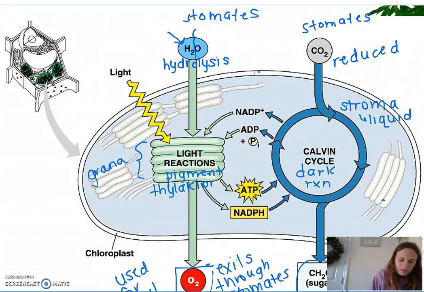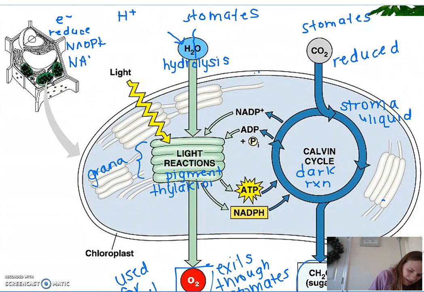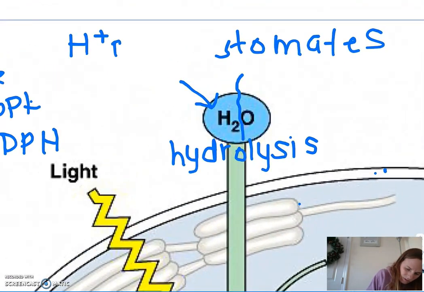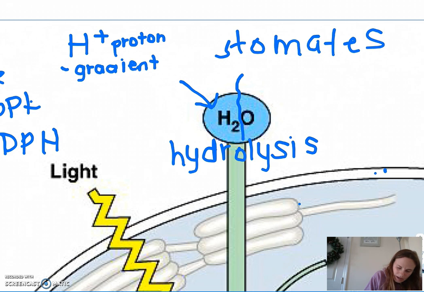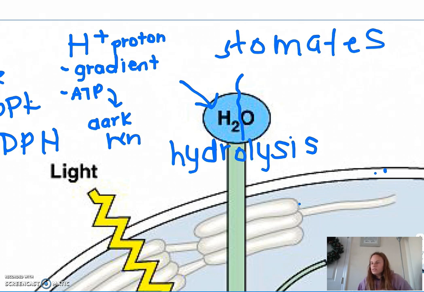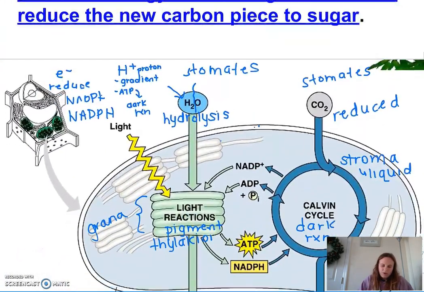So remember, within every hydrogen molecule, you've got an electron and you've got a proton, right? So the electrons are going to reduce NADP+ to NADPH, whereas the hydrogen, this is your proton, that's going to help set up your proton gradient. It's going to be used during chemiosmosis, where the ATP that is produced can then be used for the dark reaction or the Calvin cycle. So this is the overall picture of photosynthesis.